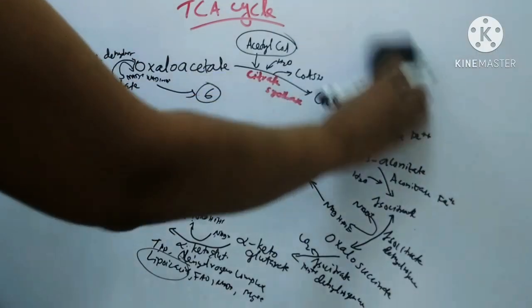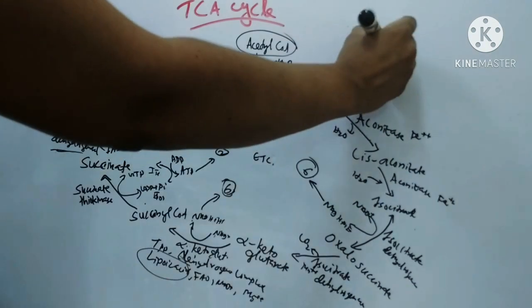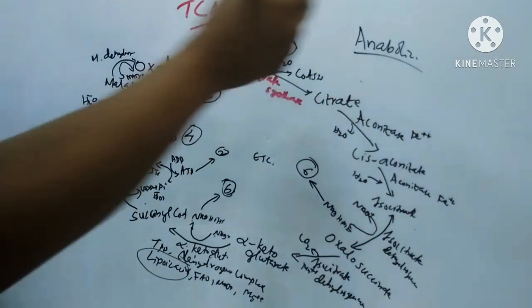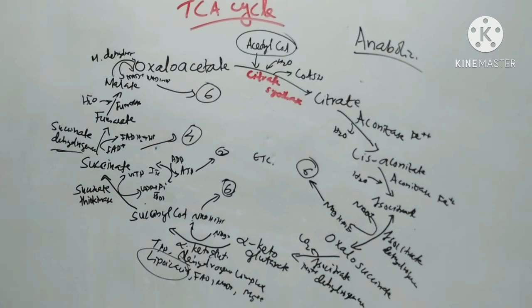Then coming to the anabolic role, also called the synthetic role. The intermediates of the TCA cycle are utilized for synthesis of various compounds such as heme synthesis, fatty acid synthesis, formation of non-essential amino acids, cholesterol synthesis, steroid synthesis and formation of acetyl-CoA. That's why the TCA cycle is called amphibolic in nature. It has dual roles, catabolic and anabolic.